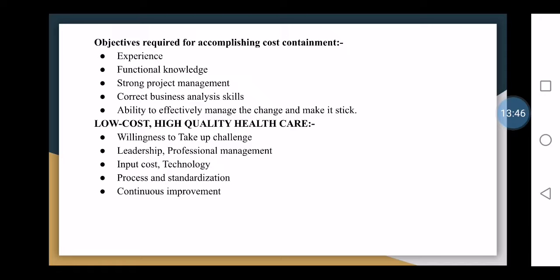The ability to effectively manage the change and make it stick. We have to stick to proper management. We have to undergo the changes, and see how effectively we can do things. So these are the main objectives or requirements needed for cost containment.